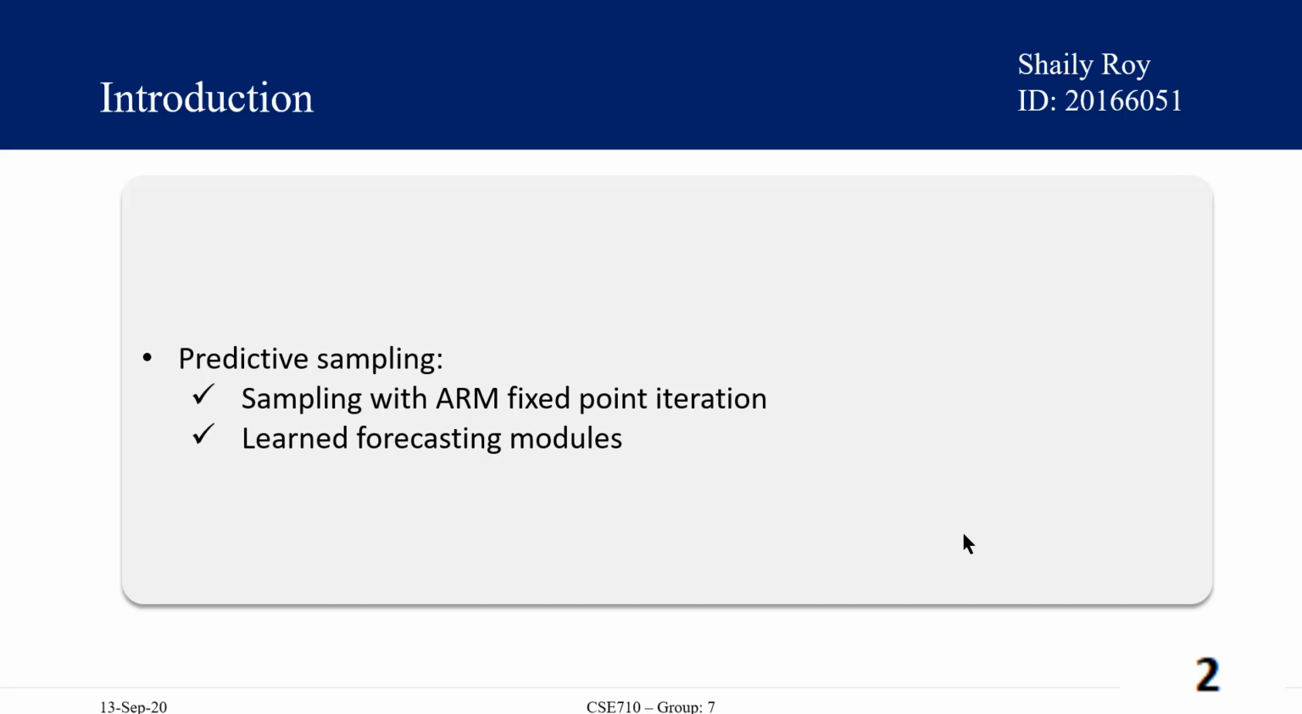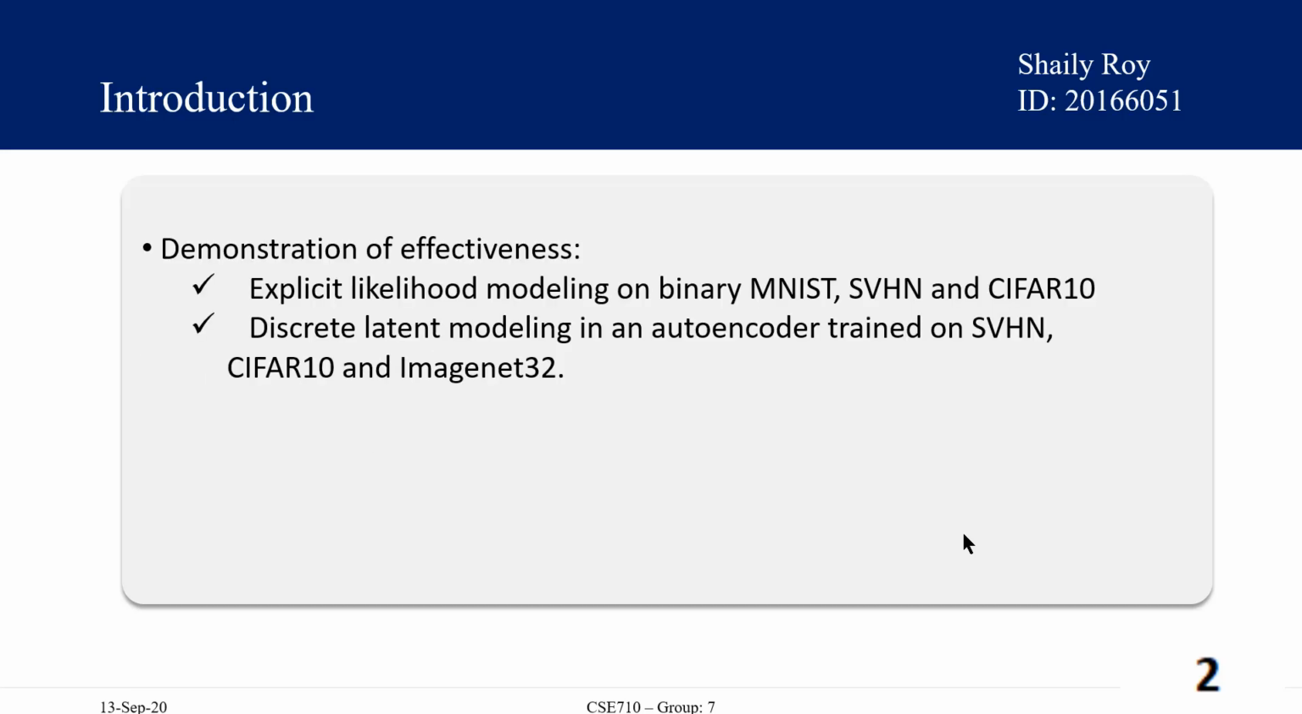Effectiveness is demonstrated in two settings: explicit likelihood modeling on binary MNIST, SVHN and CIFAR10, and discrete latent modeling in an autoencoder trained on SVHN, CIFAR10 and ImageNet32. These are the names of datasets, which will be explained by my next team member.